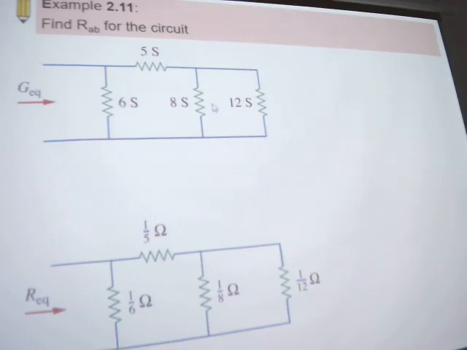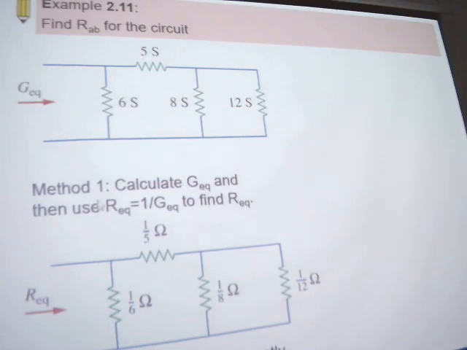Okay, here are 2 figures, but the same. One is in the format of conductance, and one in the format of resistance. Clear? Reciprocal, clear? Here we can use 2 methods to solve it. Method 1: capital G, and then use R equal to 1 over G. Another method is just calculate R directly. Which one is easier?